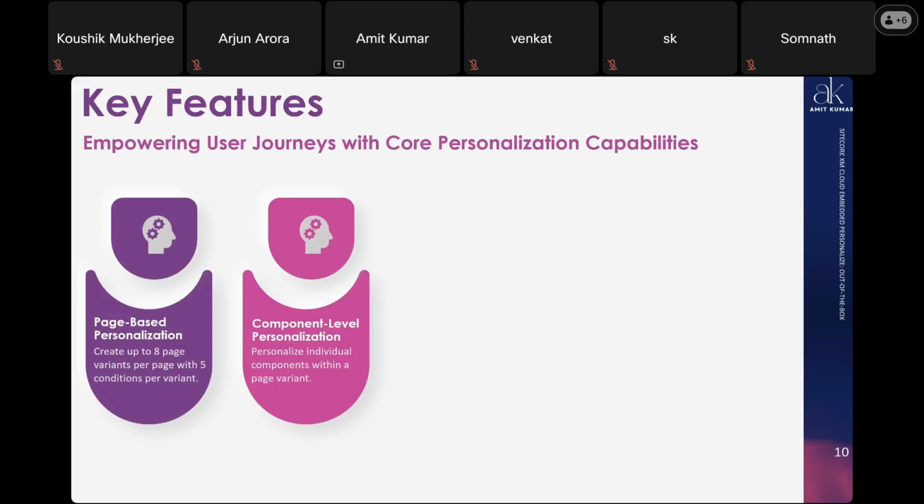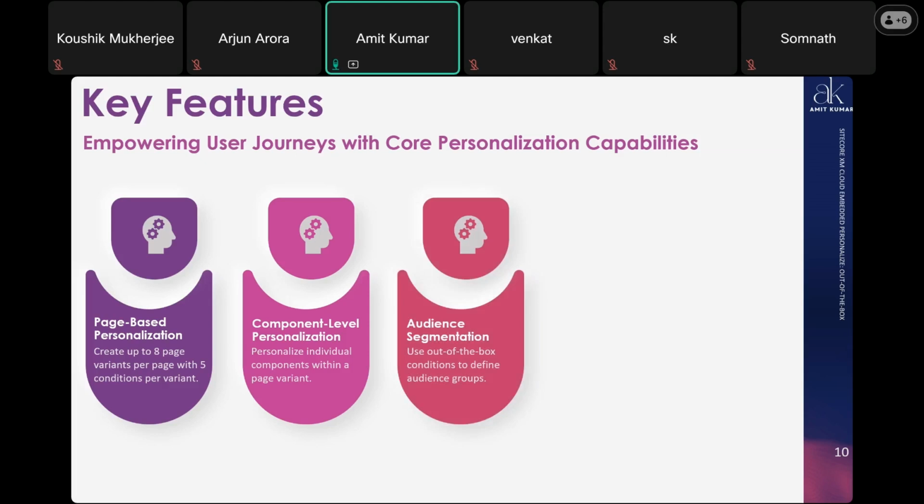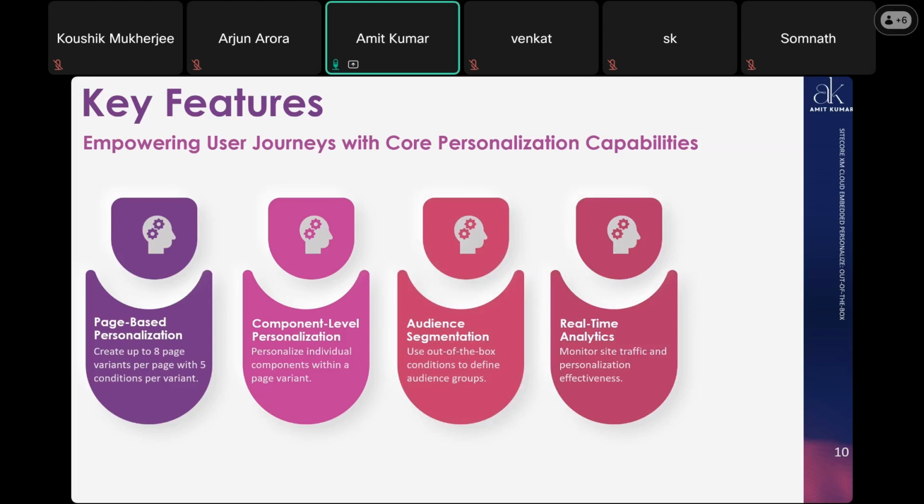Component-level personalization. Suppose you are creating a page, a variant is nothing but different versions of your page. In a specific page, suppose you have 10 components, you can personalize those 10 components. It's up to you how many components you want to personalize. Audience segmentation, so you can use out-of-the-box segmentation to define groups. And real-time analytics, so you can monitor how your page is performing. So these are the key features.